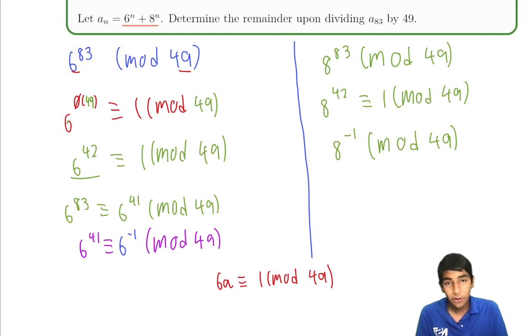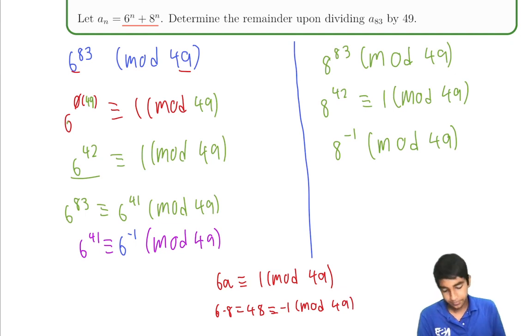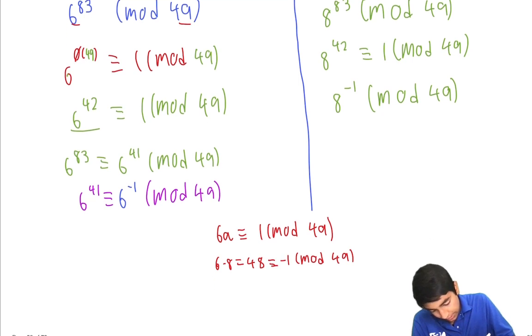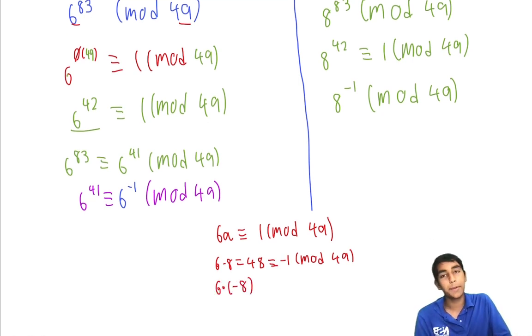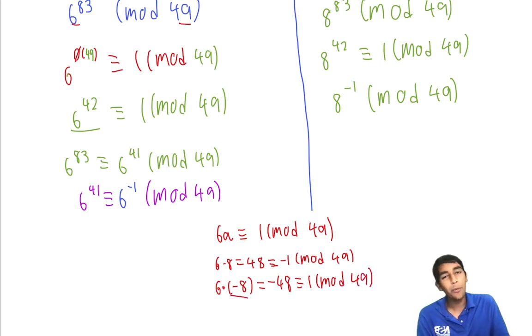But in this case, notice something clever. 6 times 8 is 48. And 48 is negative 1 mod 49, right? But 6 times negative 8, in mods you can work with negatives too. 6 times negative 8 is negative 48, which is the same thing as 1 mod 49. Aha! So the modular inverse is negative 8. Or we can also write that as 41 if you don't like negatives.